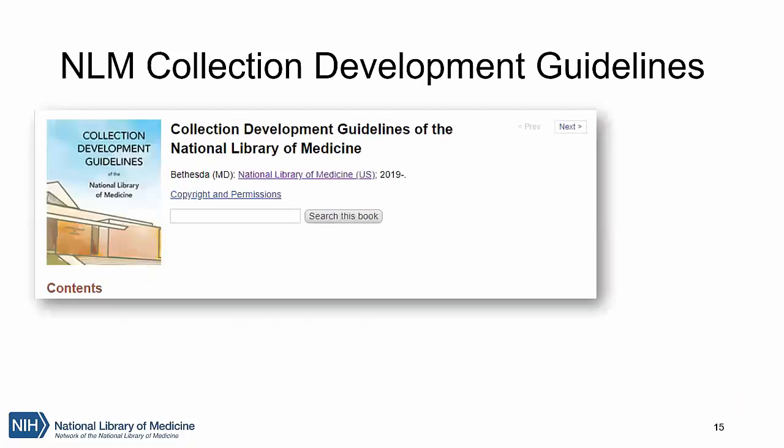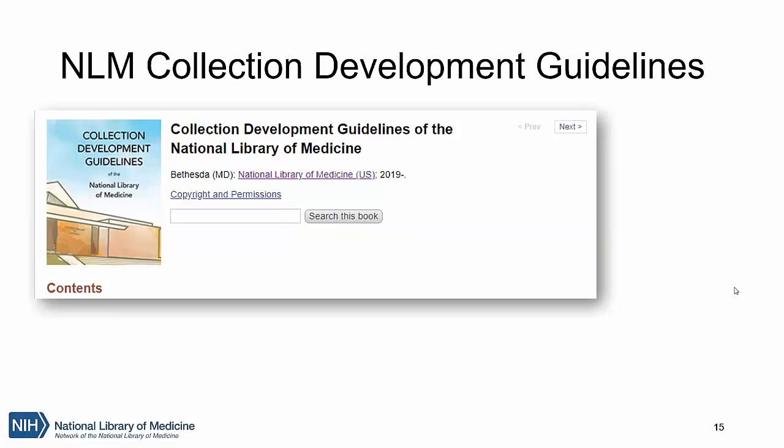Let me draw your attention to question number 3 on your handout. Question 3 asks, where does the NLM provide a transparent and publicly accessible set of criteria that we use in reviewing and evaluating the many journals that come to NLM? And the answer is the NLM Collection Development Guidelines. A link to those guidelines is at the bottom of your handout if you want to read the full text.